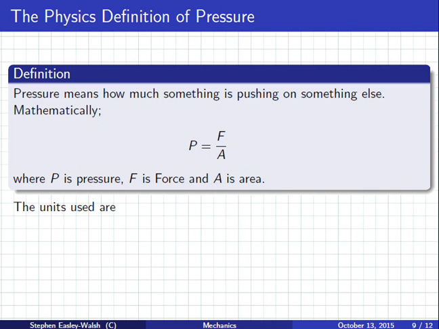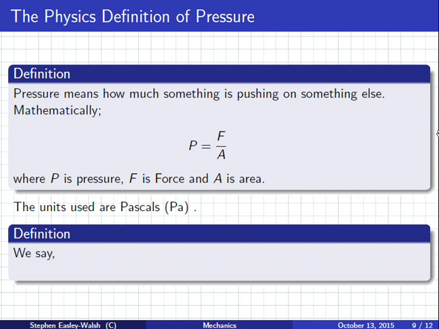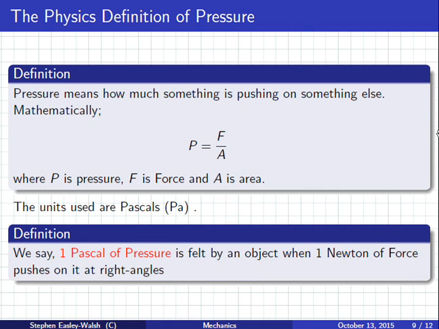F over A. So what do you think the units are for pressure? If you just look at this, it's newton per meter squared. Or as you said, Tekken, it's also called pascals. We say 1 pascal is 1 newton per 1 meter squared, but we use pascal for pressure.